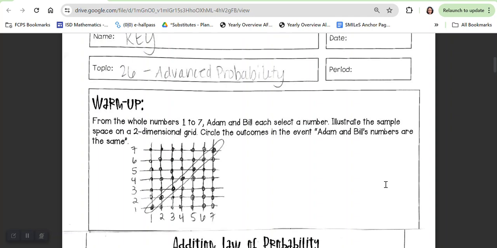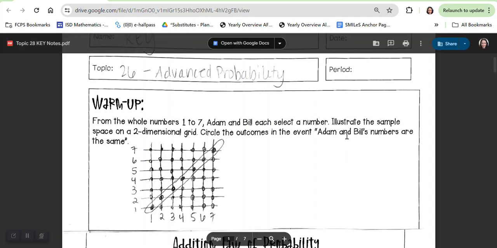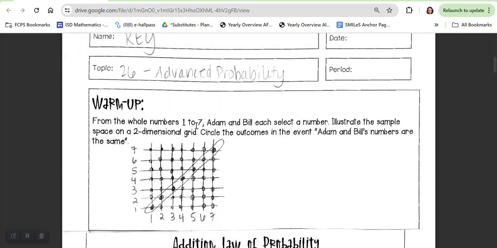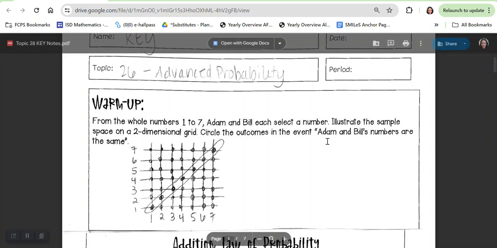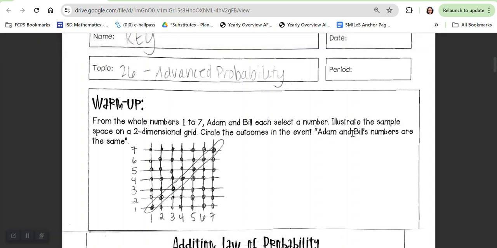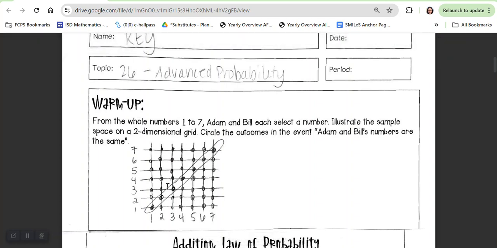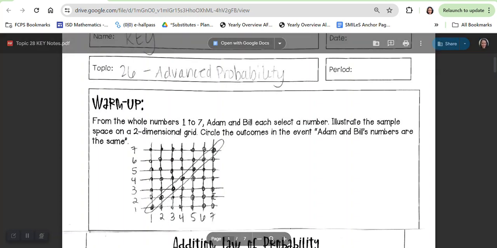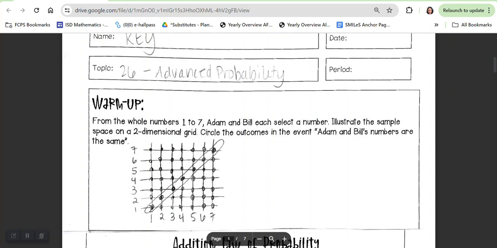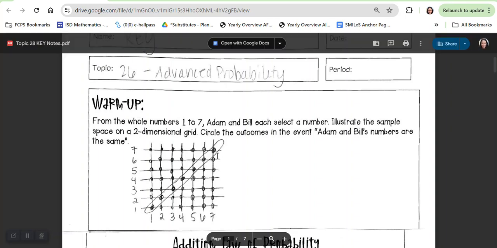Okay, so it says from the whole numbers 1 through 7, Adam and Bill each select a number. So they do have the option of selecting the same number, and it says to illustrate the sample space on a two-dimensional grid. And it says to circle the outcomes in the event that Adam's and Bill's numbers are the same. So really we should probably label one of these Adam's choices and the other one Bill's choices, and then they each have the choices 1 through 7, so you'll list them both horizontally and vertically. And then you're going to circle the events where they chose the same number. So here's where they both chose 1, 2, they both chose 3, etc.